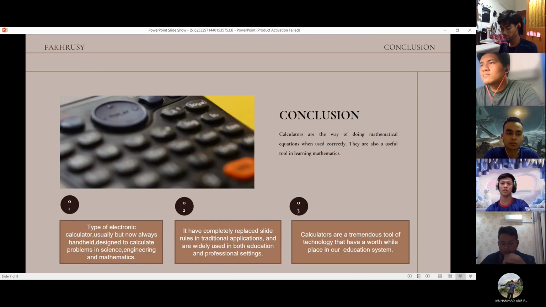So this is our last slide. Today I'm going to show you about the conclusion of the calculator, and before that I want to introduce myself first. So I am Wan Ahmad Fakushi Shakir. So calculators are a way of doing mathematical equations when used correctly. They are also a useful tool in learning mathematics.